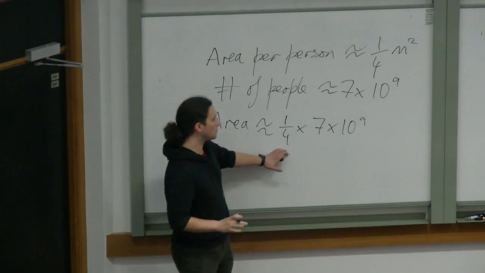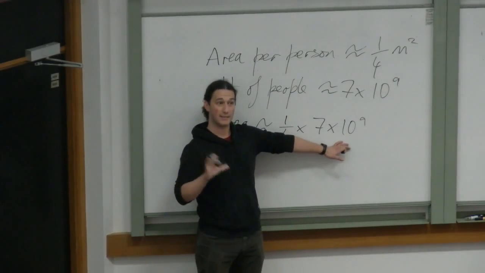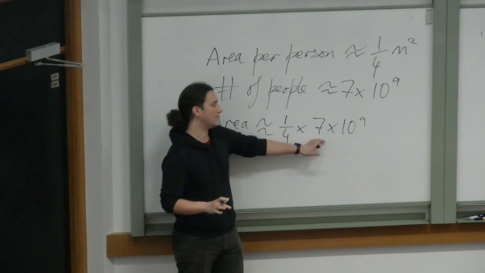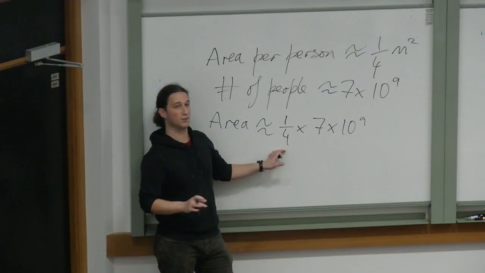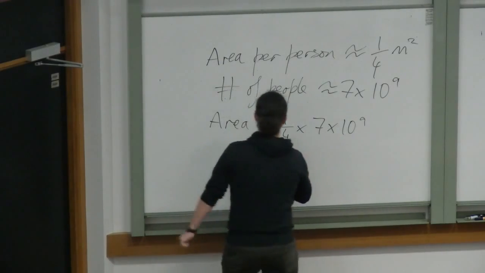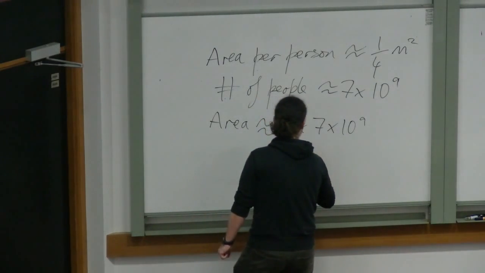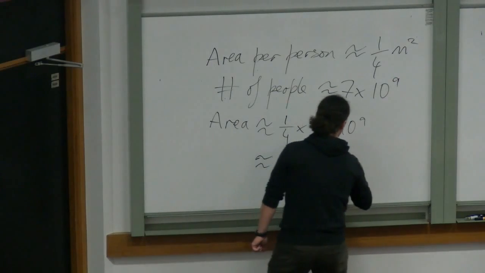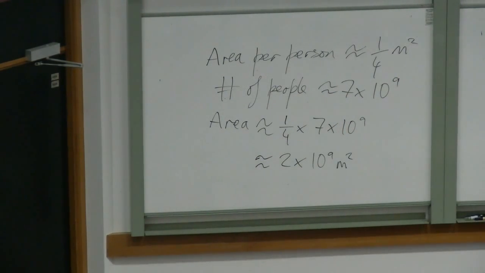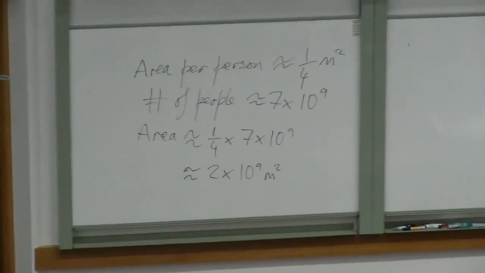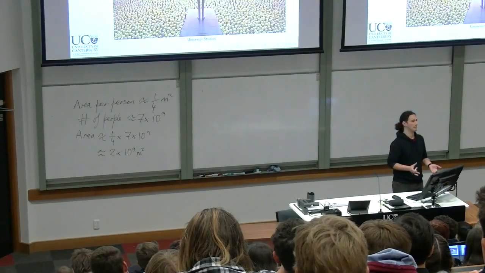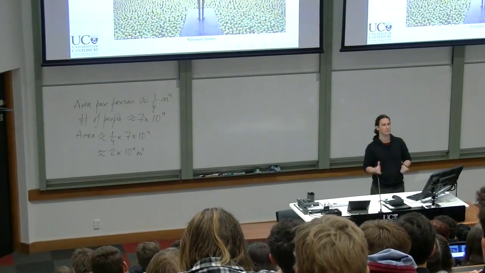Both of these numbers, a quarter and 7 billion, are estimates. So I don't have to be too careful when I do 7 divided by 4. I'm going to call that 2. Don't go back to school and write that. So this is 2 times 10 to the 9 square meters. So that's our answer. So the total area required to get everyone in the world standing together is 2 billion square meters, which is a nice answer, but completely meaningless. I can't visualize 2 billion square meters.